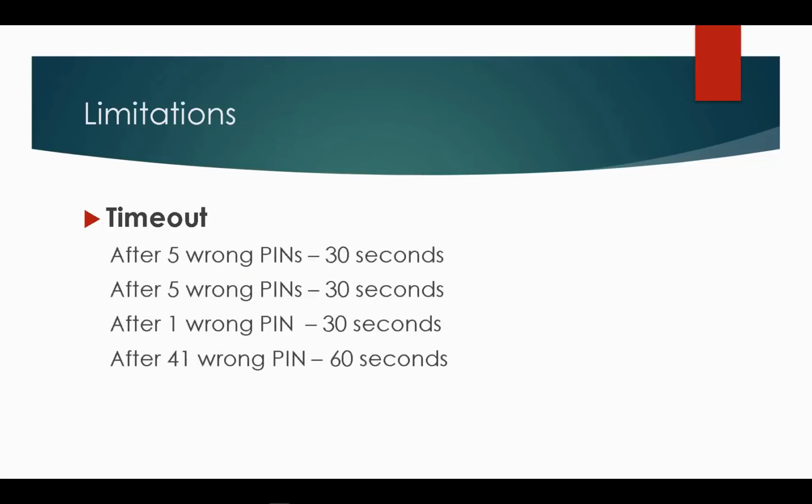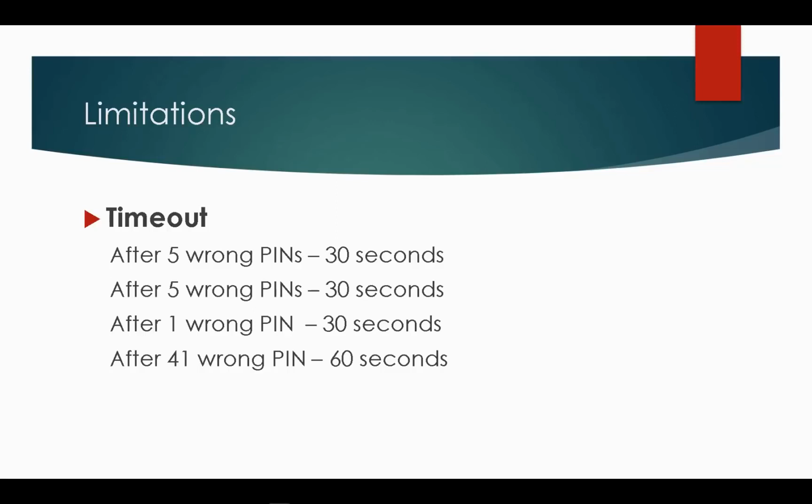What does it mean? After 5 wrong PIN attempts, there is a 30-second cooldown, another 5 wrong, another 30 seconds, and then after each wrong PIN, there is a 30-second cooldown until you reach 41 attempts. Then there's a 60-second cooldown after each wrong PIN. These timeouts are for stock Android, at least to my knowledge. If you are using a custom UI, like MIUI, then there might be some differences.